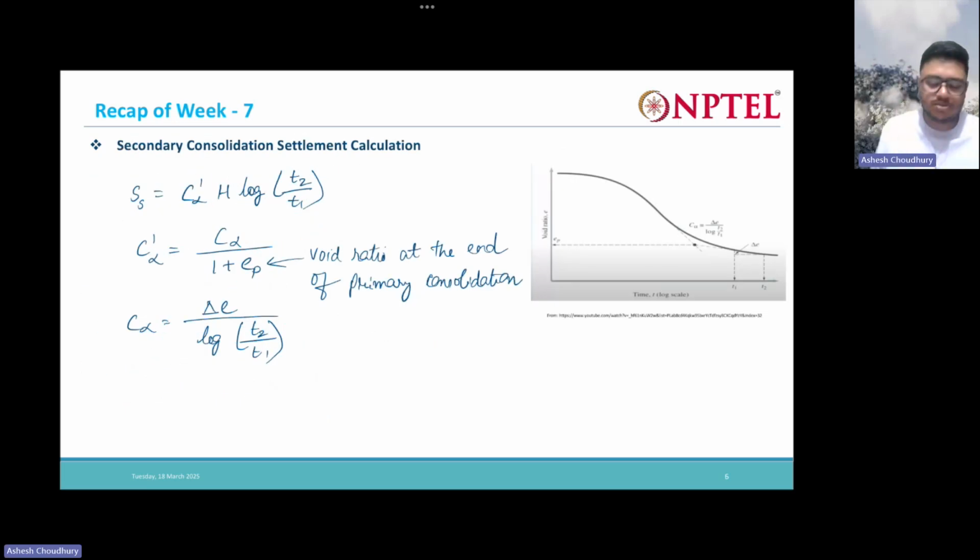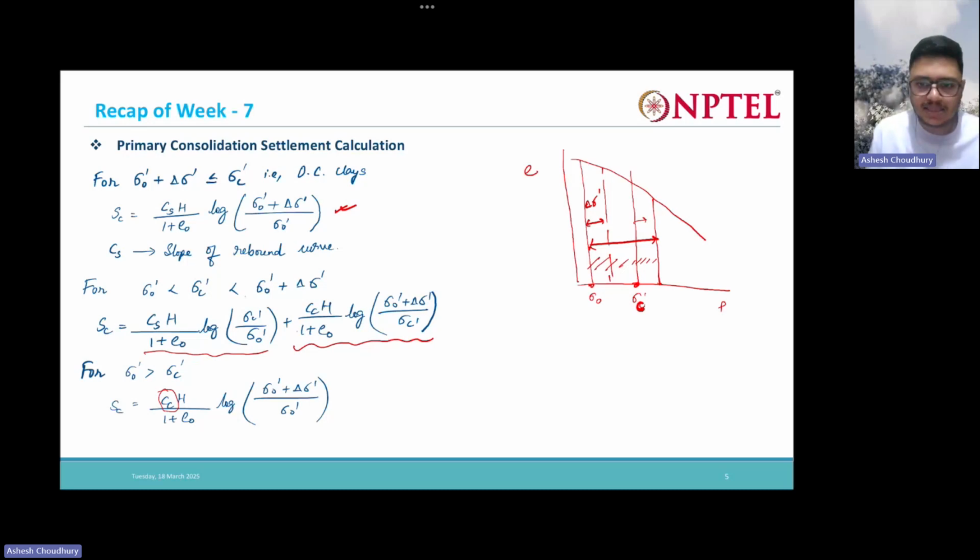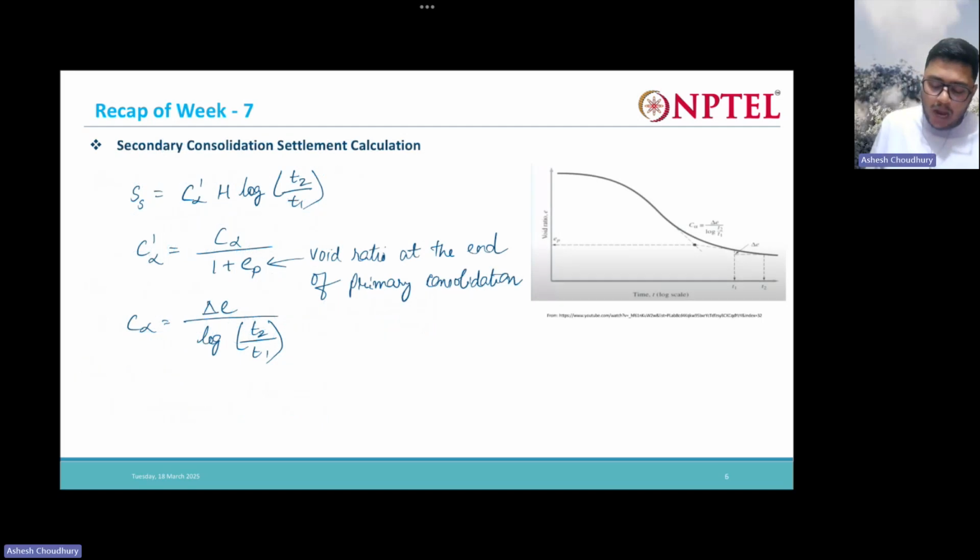Now next is the secondary consolidation. This was how to calculate the primary settlement, the primary consolidation. Now, how do we calculate the secondary consolidation settlement? Secondary consolidation settlement is what happens due to the plastic readjustment of the soil post the primary consolidation. This is nothing but a kind of creep in the soil. As time passes, the consolidation of the soil that happens is nothing but the secondary consolidation.